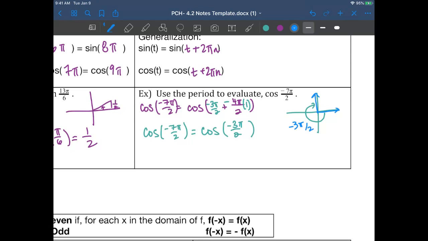Okay, so on the unit circle at negative 3 pi over 2, the coordinate is 0, 1, and the cosine has to do with the x coordinate, so the cosine of negative 3 pi over 2 is equal to 0. So the cosine of negative 7 pi over 2, or negative 3 pi over 2, is equal to 0. We move nothing left or right.